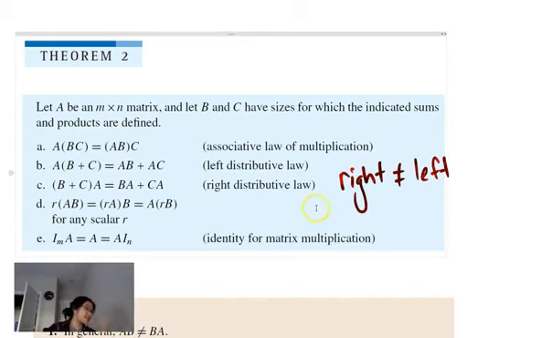So that's misleading, but keep this in your mind: this still works, but right is not the same as left. We have scalar multiplication, and that works for any of our scalars, and multiplying by our identity matrix, as long as that identity matrix is the right size, doesn't change the value. That's why it's the identity matrix.